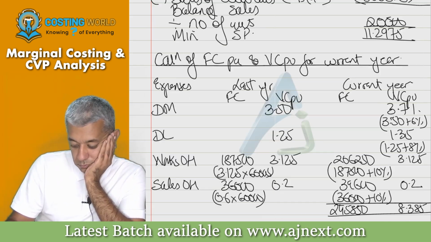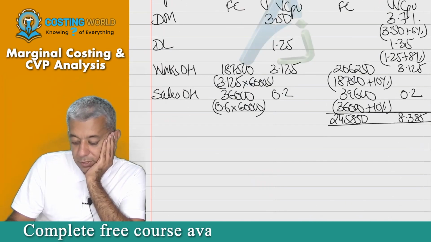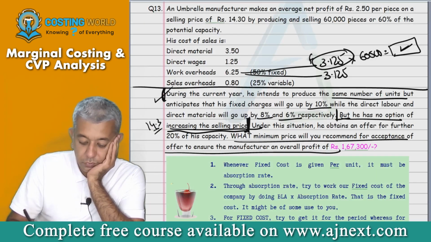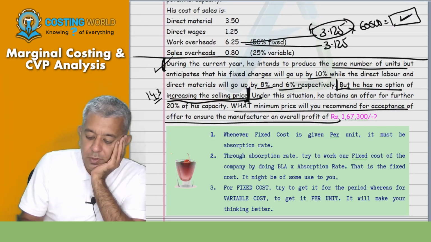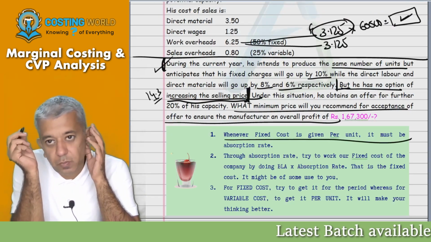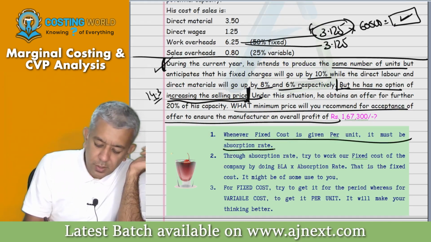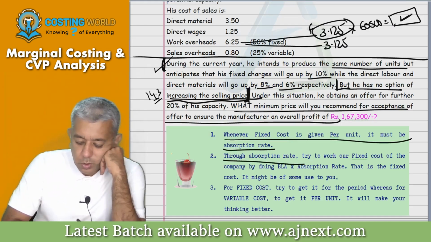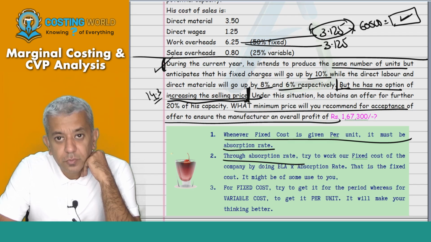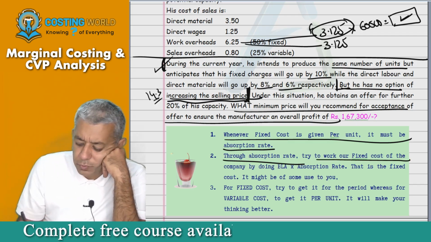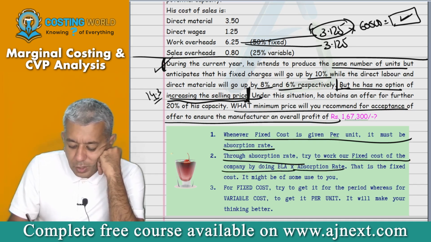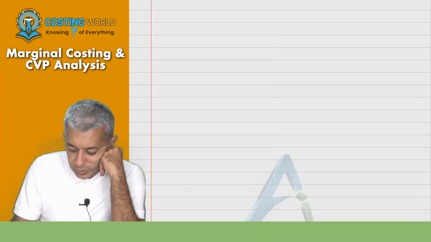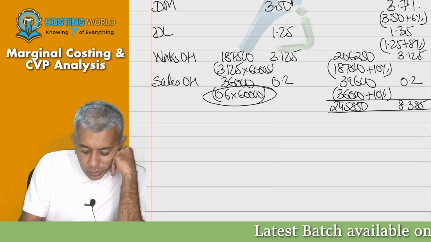Now, job done. Just reading what I have written in short over here. Whenever fixed cost is given per unit, it must be absorption rate. Through absorption rate, try to work out the fixed cost of the company by doing BLA into absorption rate. So that's what we did over here.